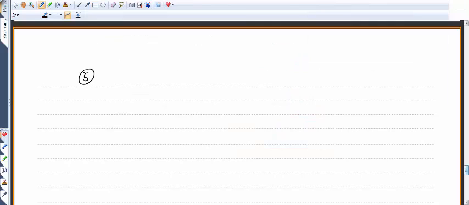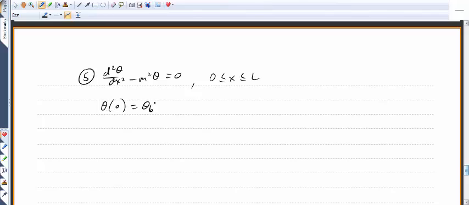For example 5, we're looking at a second order differential equation that looks like this. d squared theta dx squared minus m squared theta is equal to 0 in the domain 0 less than or equal to x less than or equal to L. At x equals 0, theta at 0 is equal to some theta b, and at x equals L, we have d theta dx is equal to 0.